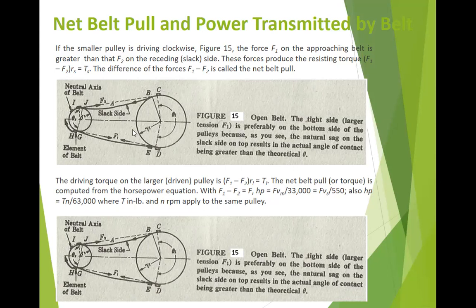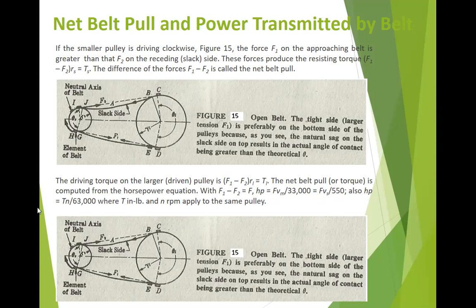Okay? So, ito yung figure 15. The driver torque on the large driven pulley is F1 minus F2 times RL is equal to TL. The net belt pull and torque are computed from the horsepower equation. This is F1 minus F2 is equal to F, and horsepower is equal to F times FPM over 33,000. This is in feet per minute, and the force is in pounds. So naman, F times PS over 550, where this is in feet per second.